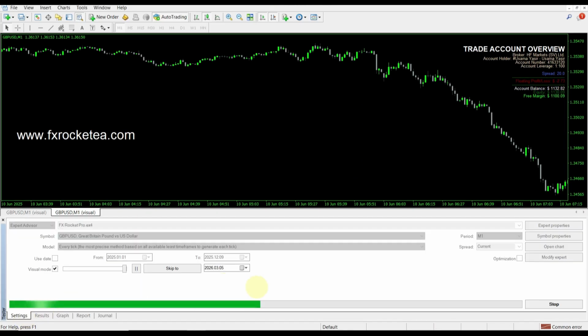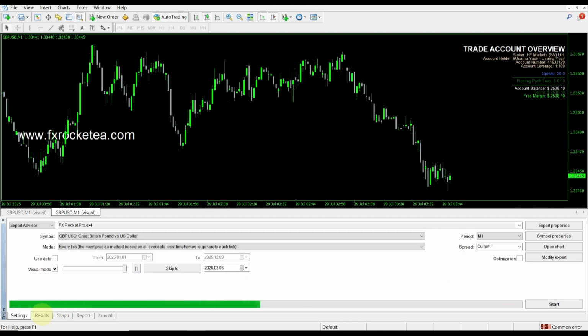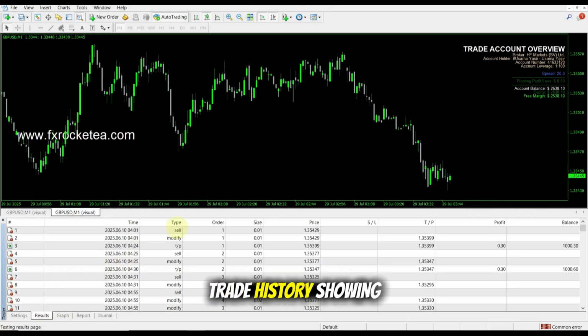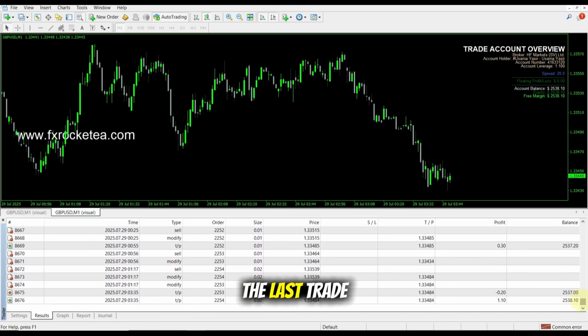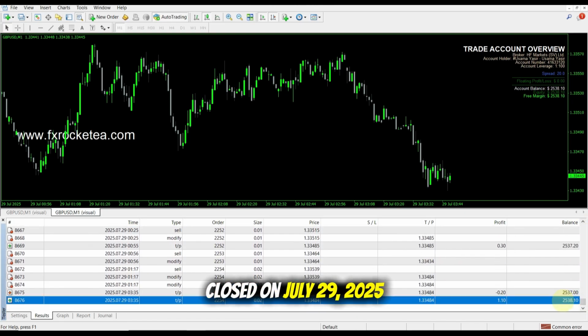Here's the detailed trade history, showing each position the EA executed over the selected period. The first trade opened on the 6th of October 2025, marking the beginning of the EA's performance cycle. The last trade closed on the 29th of July 2025, successfully completing the backtest period.